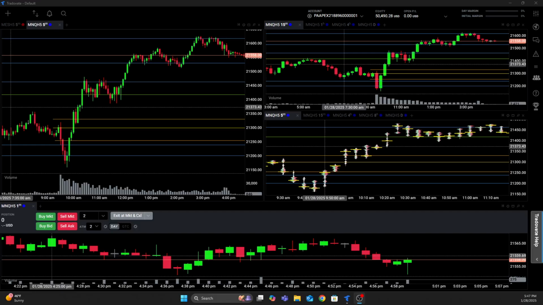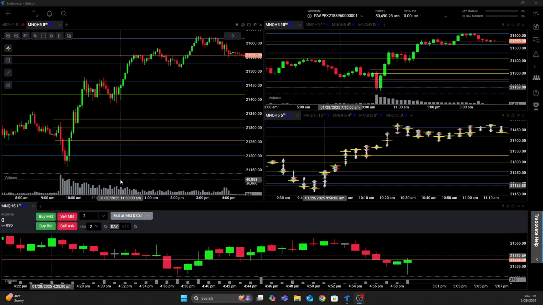Took a long position for a decent win today. Had another trade that I tried to get into that would have been a much nicer move, but missed out on the entry. So I'll go over both of those, what I was looking for. But before I get into the trades, let's take a look at some of the levels I was watching.